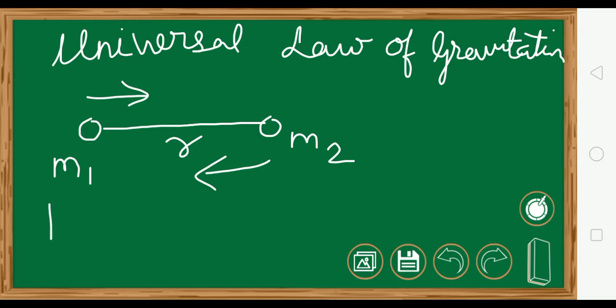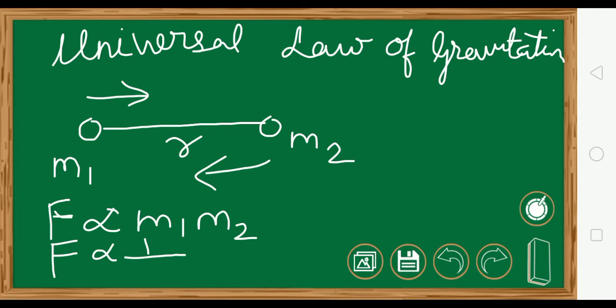Further, he has told that this force is directly proportional to the product of their masses, that is m1 into m2. So F is directly proportional to m1 m2, as well as inversely proportional to the square of the distance between them. The distance between them is r, so the square of the distance is r square. So F is directly proportional to m1 m2 and F is inversely proportional to r square. So this much is clear.